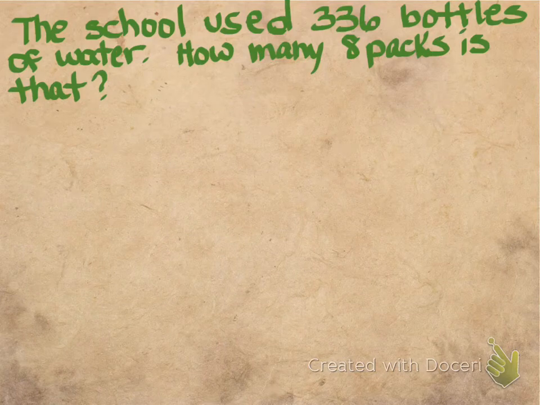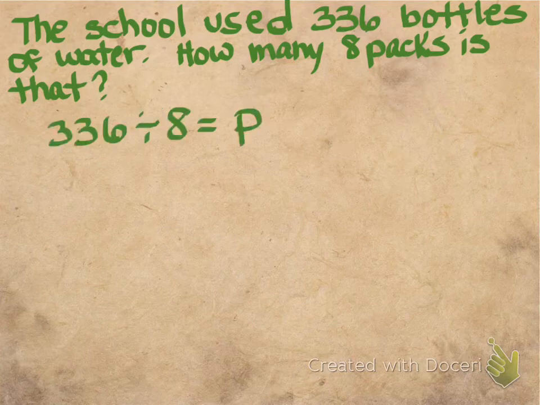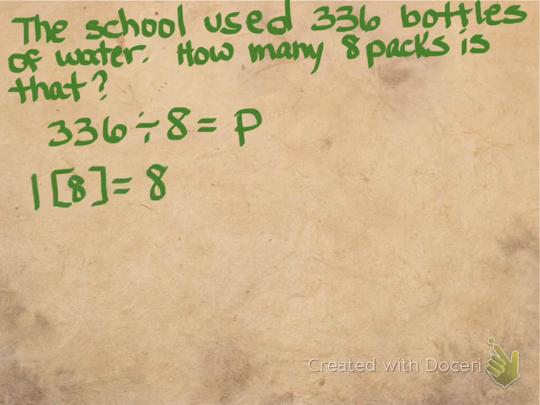So let's start practicing some division problems. We have this one here. The school used 336 bottles of water. How many 8-packs is that? So we need a strategy. We're going to use multiples of 10, but with this problem, we're going to write it out first. So, of course, it's going to be 336 divided by 8 equals P.